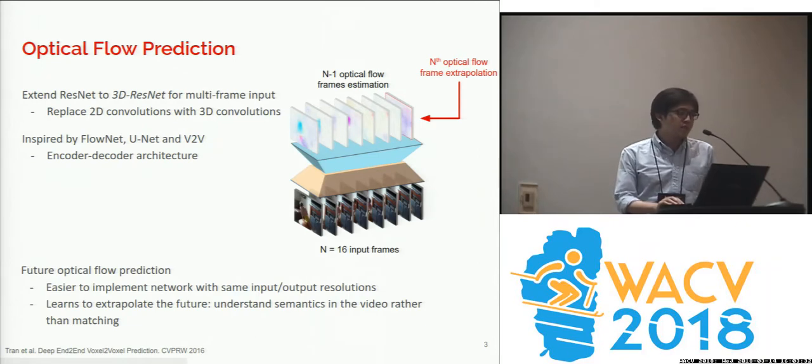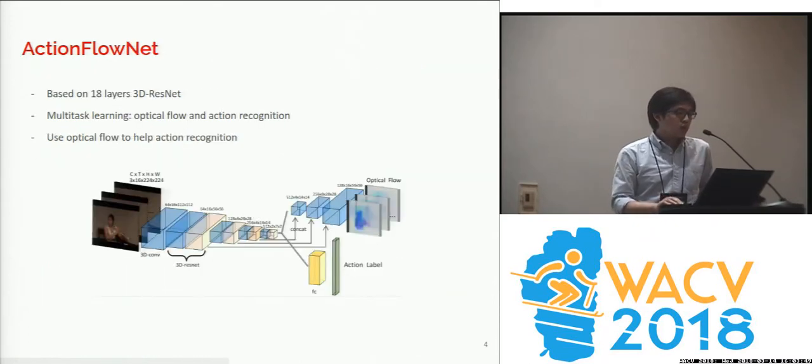We do this because it's easier to implement the network with the same input and output resolution. And it learns to extrapolate the future. By extrapolating the future, you need to understand the semantics in the video, rather than just matching between the input frames. Our proposed ActionFlowNet is based on an 18 layers 3D ResNet.